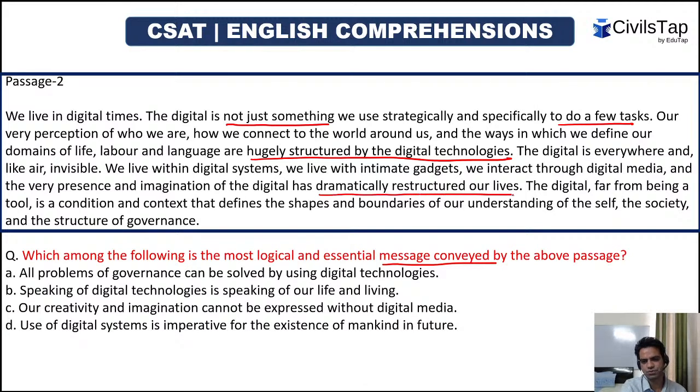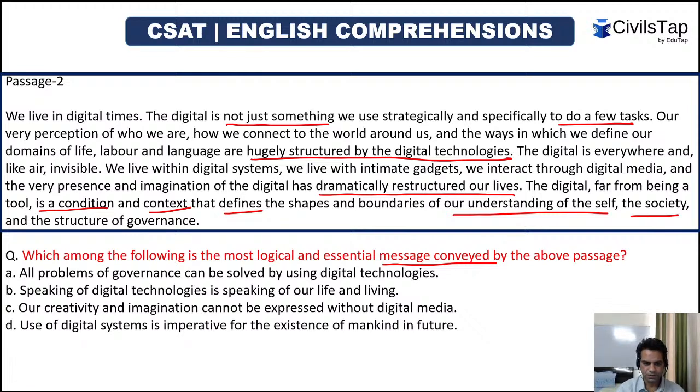The digital, far from being a tool, is a condition. So guys, do remember that's what he wants to convey, that the digital is not a tool, it is a condition and context that defines the shapes and the boundaries of our understanding of the self, the society, and the structure of governance. Right, guys? Now we have understood the passage carefully, right?